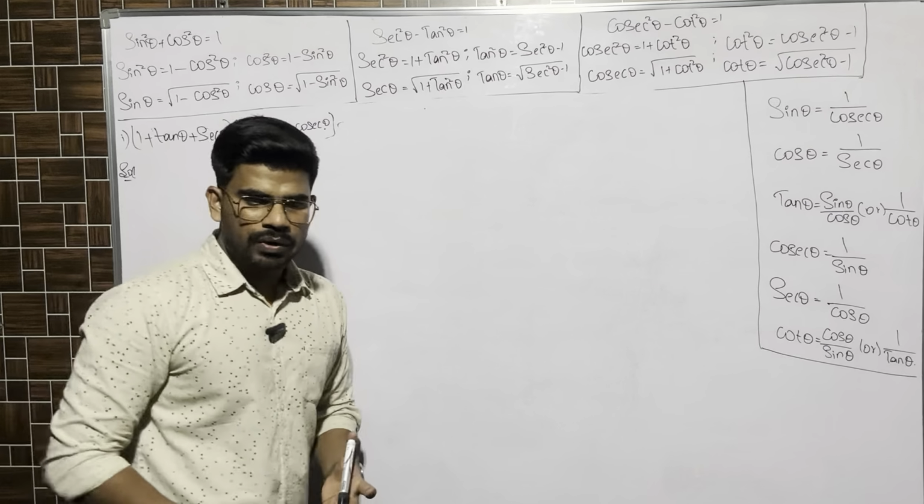What is the value of cosecant plus cot? P. Instead of that, I will write P here, and cosecant theta minus cot theta is equal to 1. P is in multiplication. If I send it here, it will become division. Cosecant minus cot is equal to 1 by P.